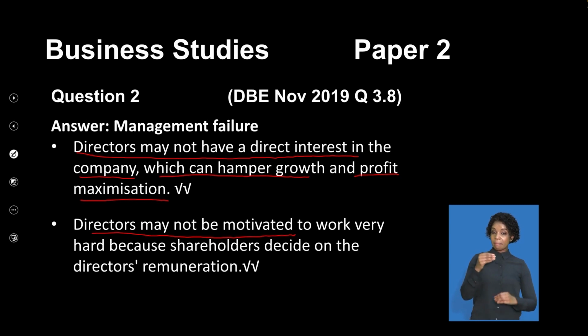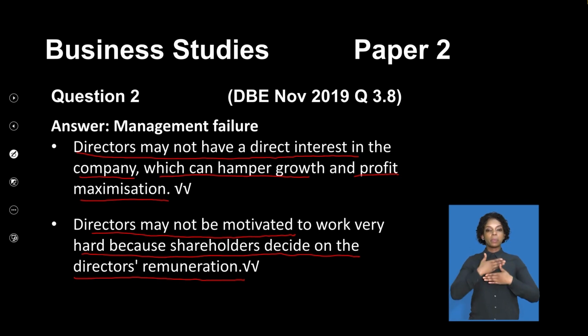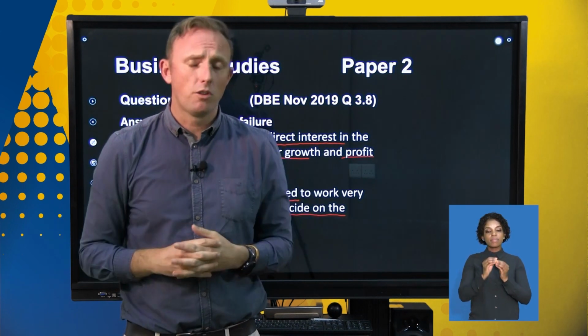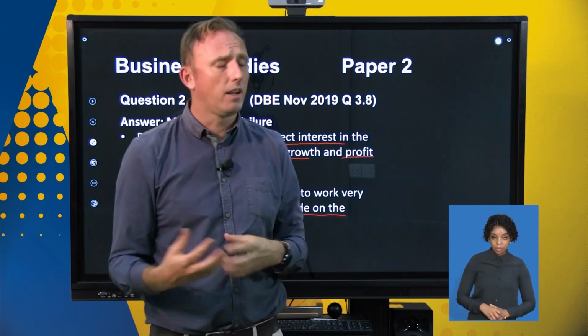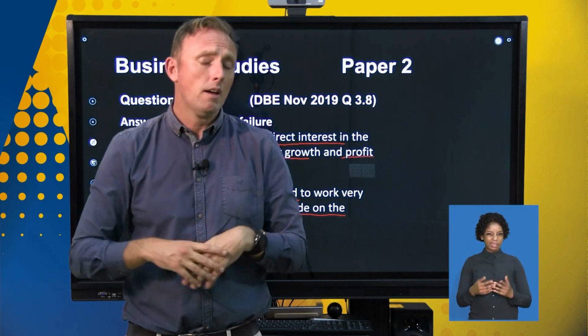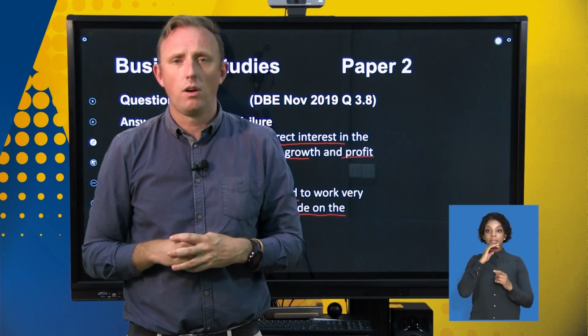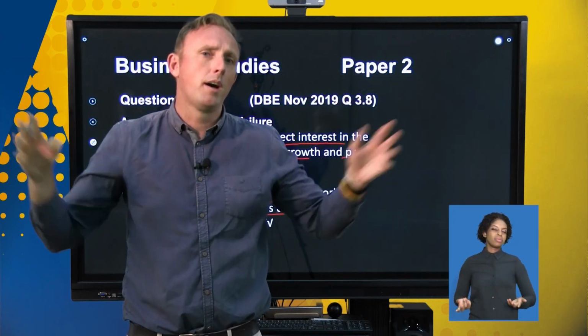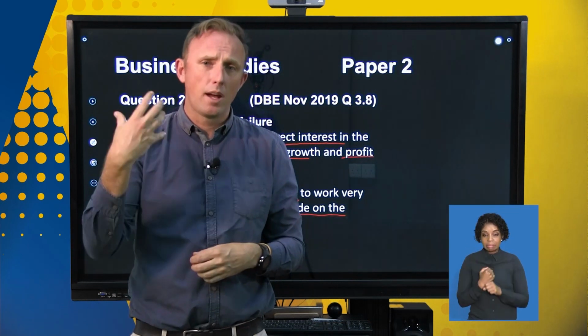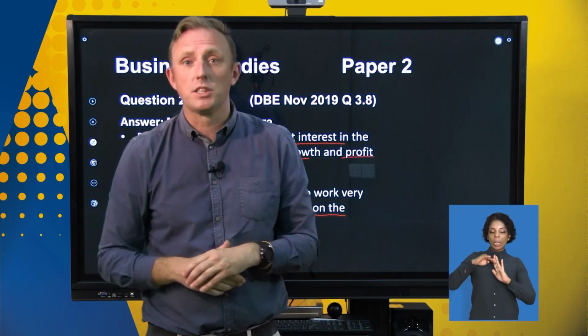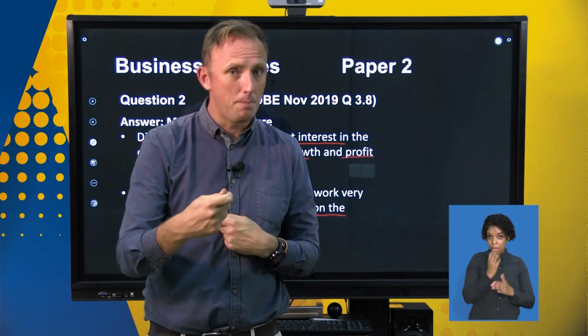Directors may not be motivated to work very hard because shareholders decide on the director's remuneration. So at the annual general meeting every year, shareholders vote to see how much remuneration directors should get. And if directors can see that shareholders are going to be very negative in terms of how much remuneration they must get, those directors are not going to be motivated to work very hard. They're just going to actually sit back and be like, whatever, I'm not going to do anything. And that could hamper the productivity of the business. That also could speed up the running down of the business, which is not what we want. Especially if we're investing in a public company, we want to see our share price continuously go up.